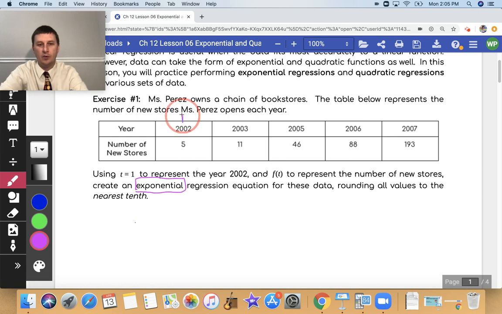So it says to use t equals 1 for 2002. So this is really going to be 1. And then 2003 is 1 year after 2002, so that's going to be 2. And then we skip 2004 and go to 2005, so this is going to be a 4. Then we have 2006, which is going to be year 5, and 2007, which will be 6. So we go 1, 2, 4, 5, 6. Very important that we take notice that we skipped year 2004. Otherwise, your data values are going to be different than ours. And our number of new stores are going to stay the same.